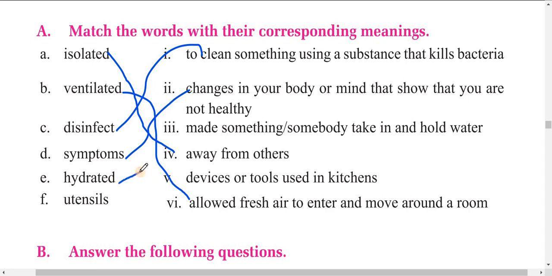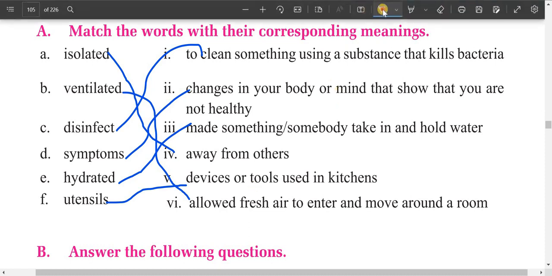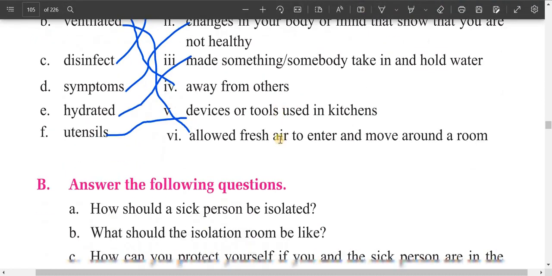Hydrated means made somebody take in and hold water. Utensils means devices or tools used in the kitchen. Now let's do the remaining exercise, dear students.